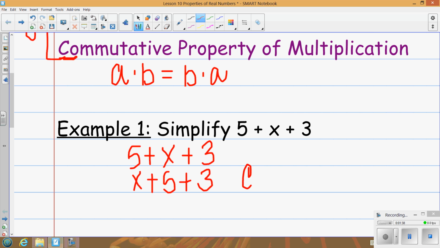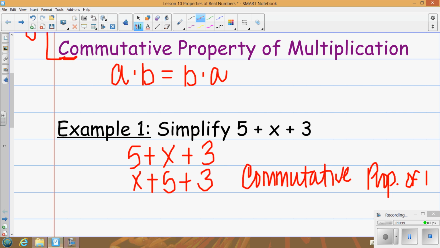So that's by the commutative property, and that would be of addition because I added those terms. I'm just going to write of addition. And then from there, you just go ahead and add the numbers next to each other. So 5 plus 3 gives me 8. The reason for that is I just added 5 and 3. Okay, so that's how we can use the commutative property.